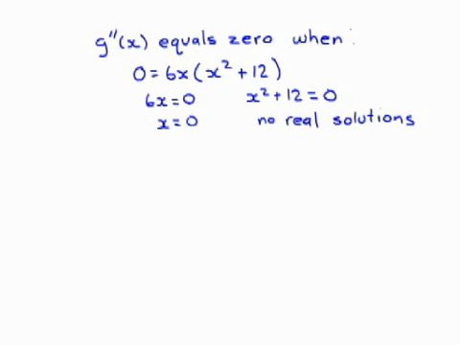So after I've got that x is equal to 0, I find the corresponding y coordinate by substituting back into my original rational function, and I find that y is equal to 0. So we've got the point 0, 0. Is it a point of inflection? Well, we're not sure at this point in time.